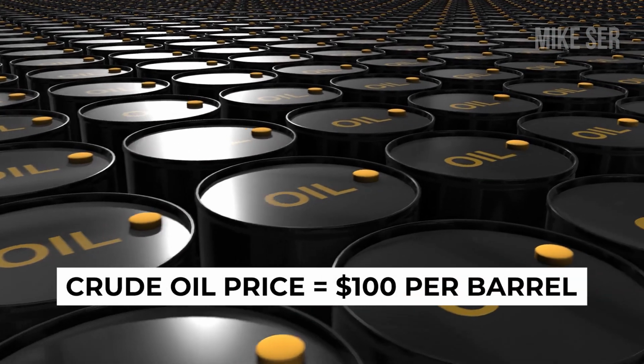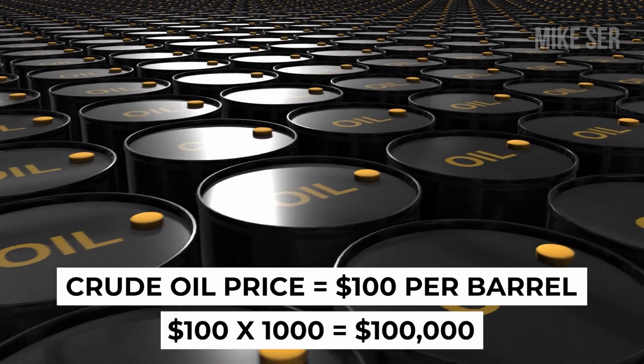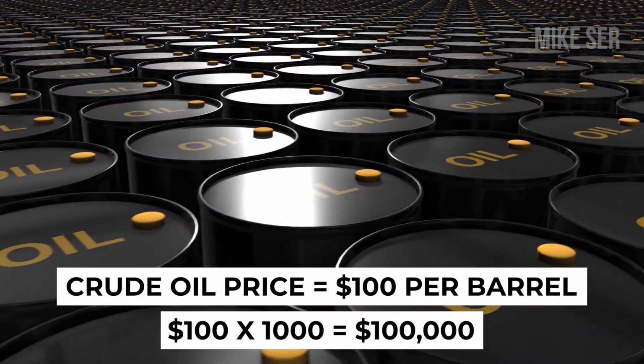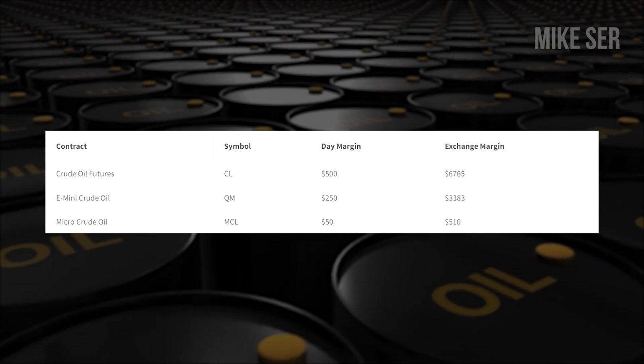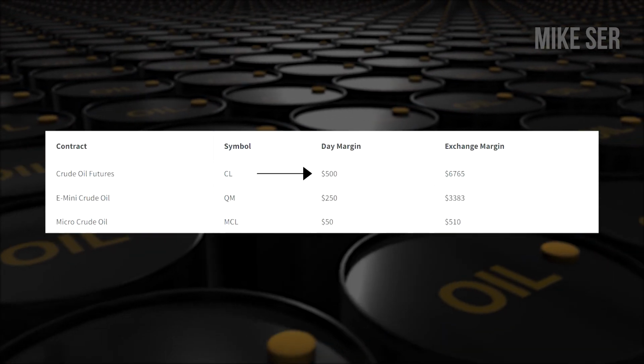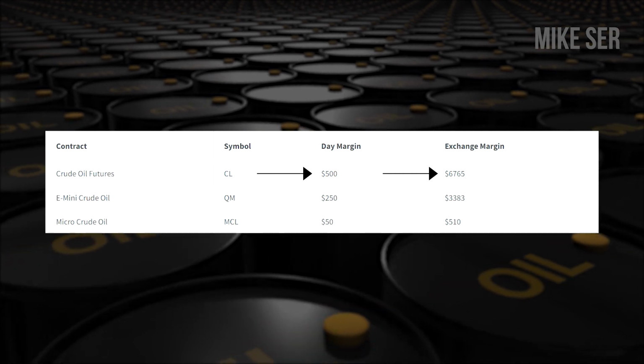So, if oil is currently trading at $100 per barrel, the value of one contract is worth $100 times 1,000 barrels, which is $100,000. If you're day trading, you only need a margin of $500 in your account, while if you're holding the contract overnight, then you need a margin of $6,765.